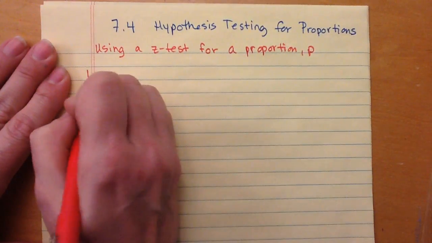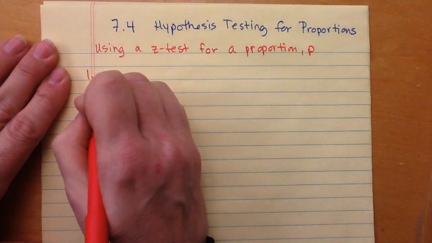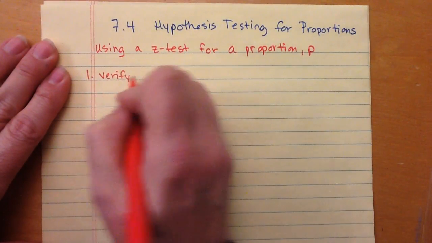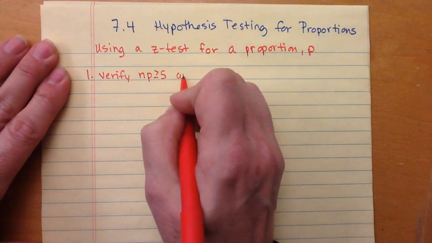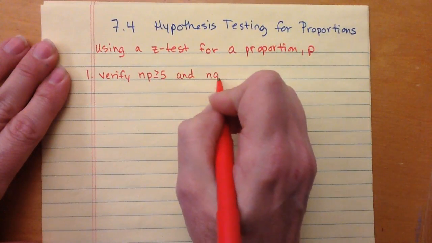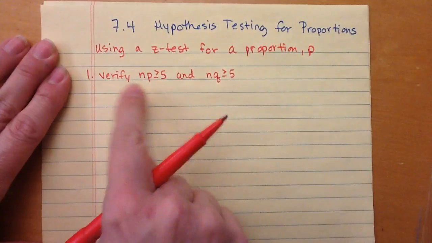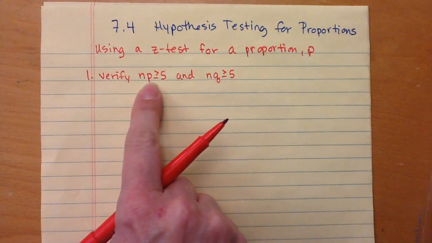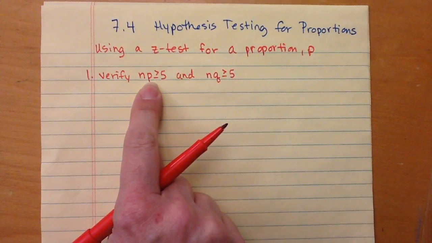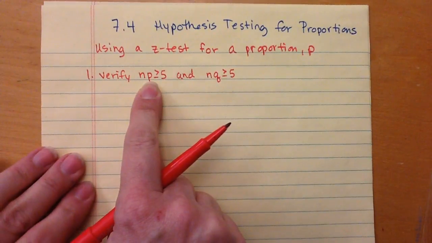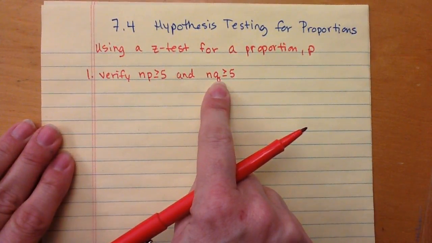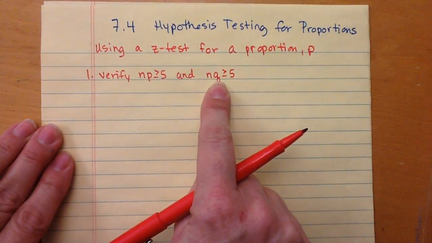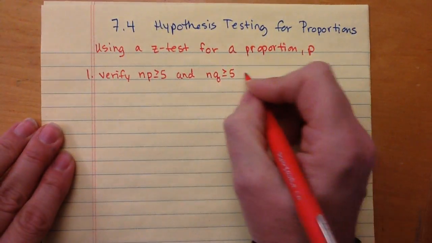Step 1. We've got to do some verifying. Verify that n times p is greater than or equal to 5 and n times q is greater than or equal to 5. Remember, n is sample size, p is the population proportion, and q is the population proportion that's not p. Remember, 1 minus p gives you q.